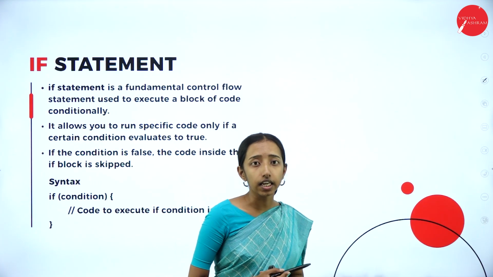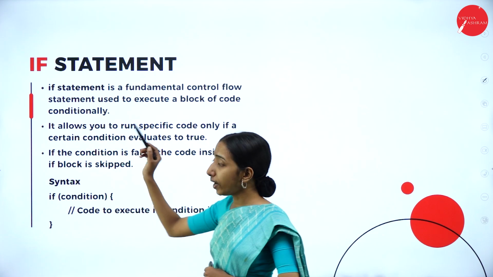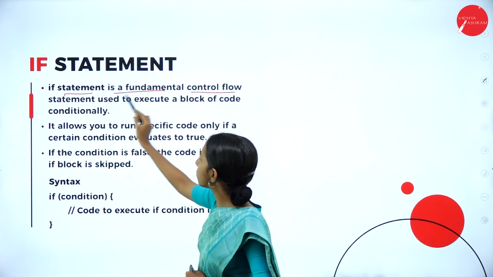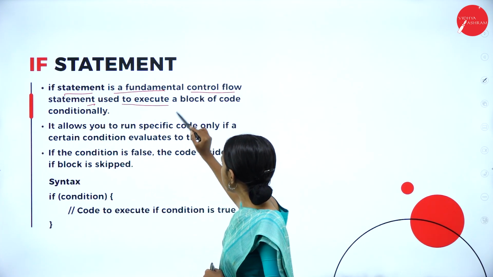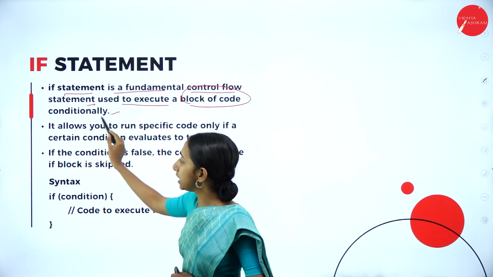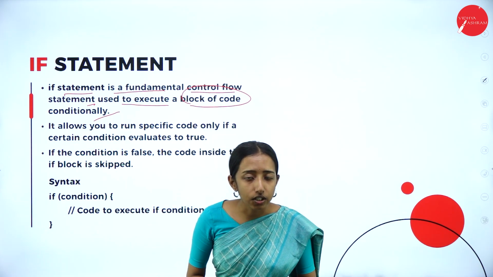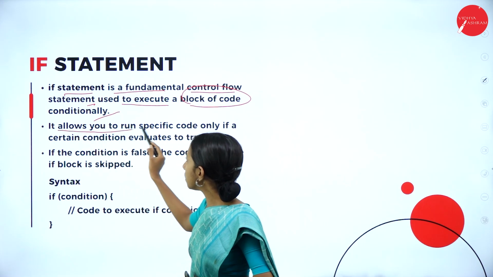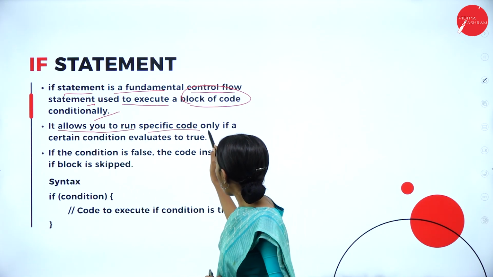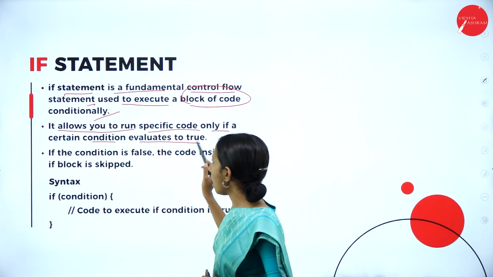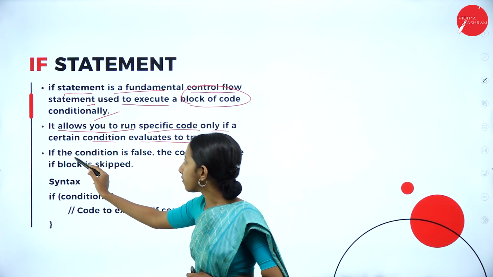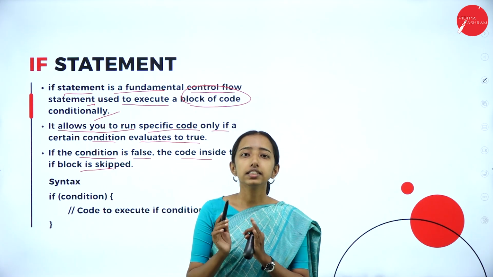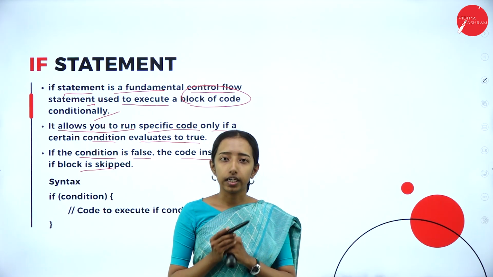The first is the if statement. How does it work? The if statement is a fundamental control flow statement used to execute a block of code conditionally. It allows you to run specific code only if a certain condition evaluates to true. If the condition is false, the code inside the block is skipped. This is the theory part. So let us come to the coding and see how it works.